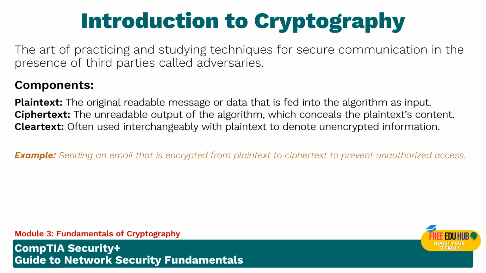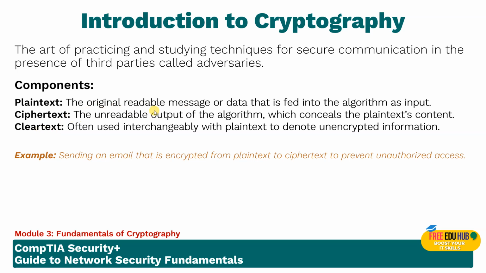Now, let's try to understand what cryptography is. Cryptography is a technique of securing communications in the presence of third parties called adversaries. So if we want to communicate on the internet and send messages which could be confidential information, or we don't want anyone else to gain access to our information, the way we encrypt the data is called cryptography. Now, in cryptography, you'll have these three basic terms: plaintext, ciphertext, and clear text.